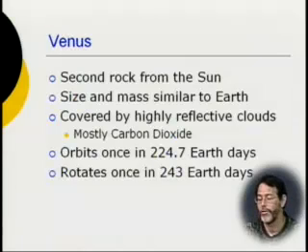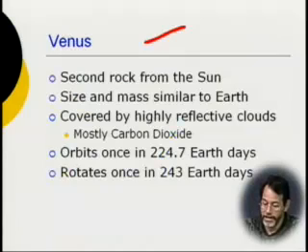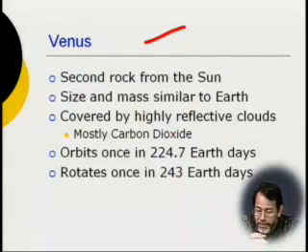Okay, so to find out more about Mercury, go to Wikipedia. There's lots of good information there. Venus is next on our planet parade. It's the second rock out from the sun. Like Mercury, there are no moons. The size and mass of Venus are similar to the Earth. They're sometimes called Earth's twin planets.